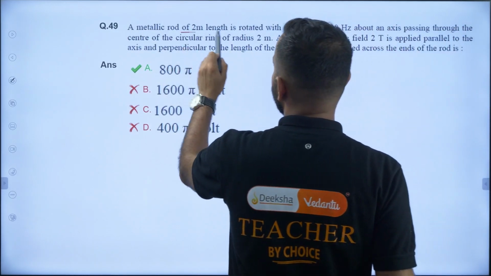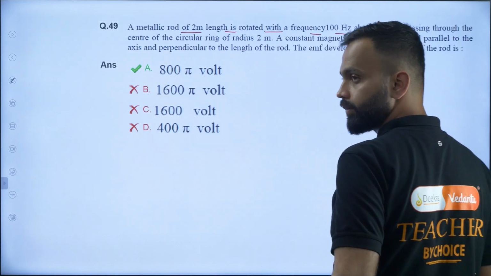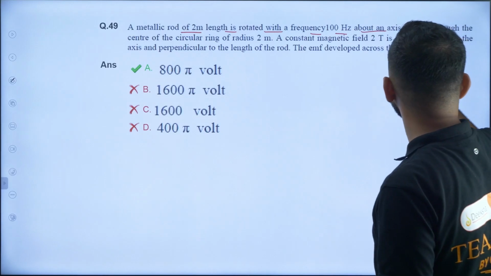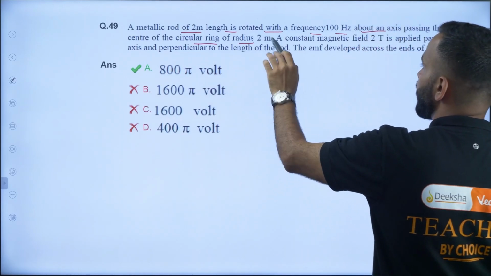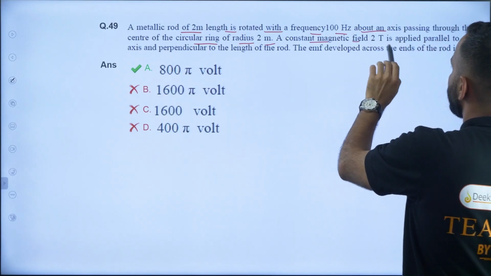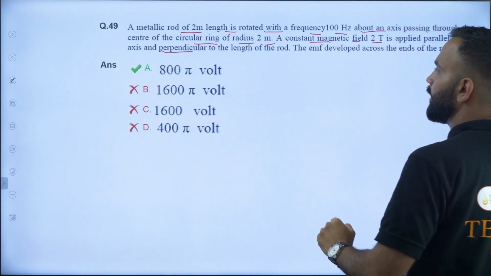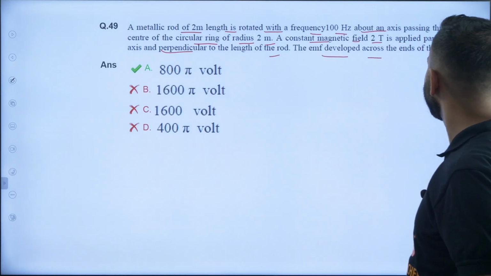A metallic rod of 2 meter length is rotated with the frequency 100 Hz about an axis passing through the center of the circular ring of radius 2 meter. The constant magnetic field 2 Tesla is applied parallel to the axis and perpendicular to the length of the rod. The EMF developed across the ends of the rod.